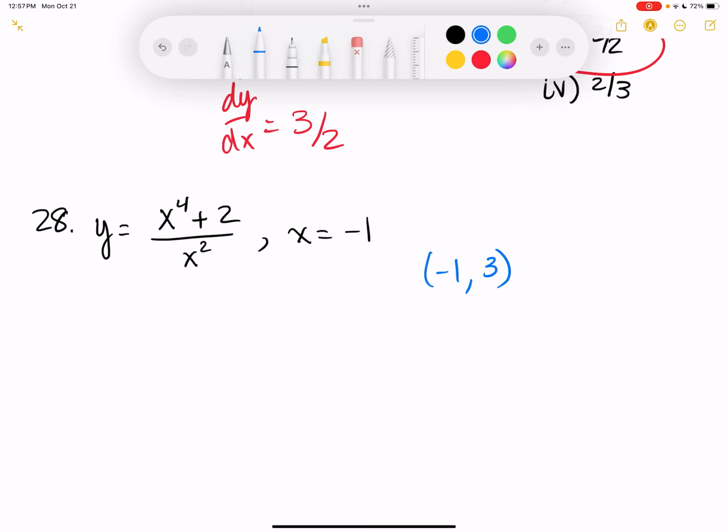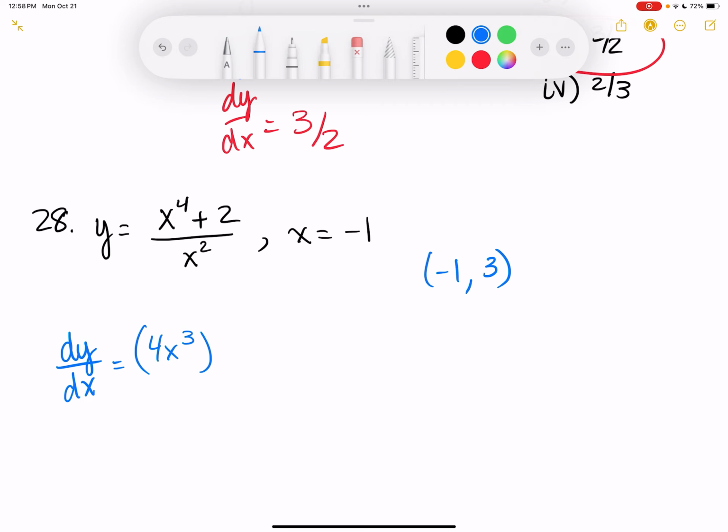So now I need to take the derivative, dy/dx. So what is this going to end up being? 4x cubed. So it's a quotient rule. Oh, I forgot about that.